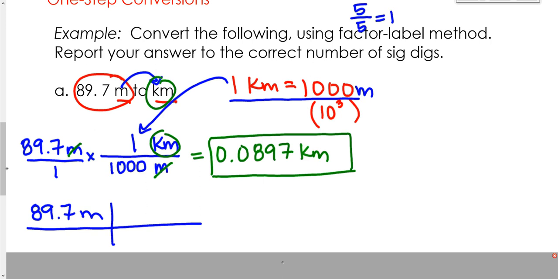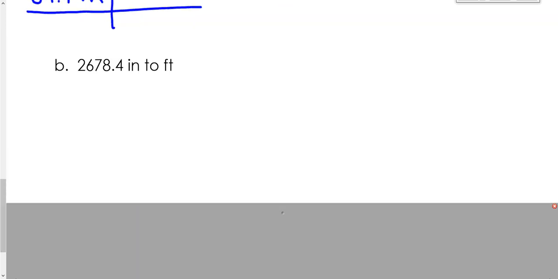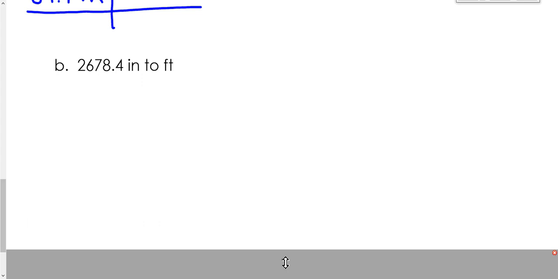So let's do one more example. Okay, and if you'd like to stop and try this one yourself and then watch it to see if you get it right, that would be wonderful. So I take my number given, 2678.4 with unit. Without the unit, it doesn't tell me a whole lot. And I'm going to draw out my fraction line.